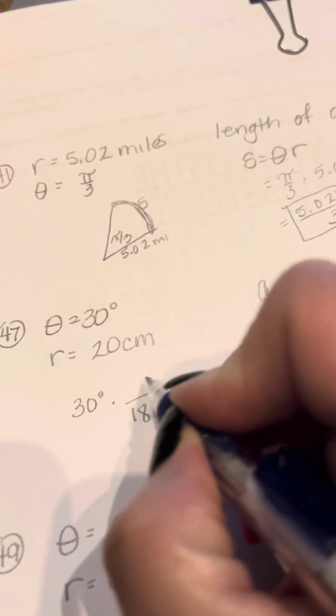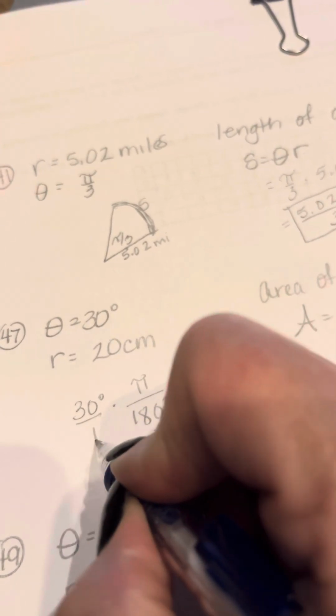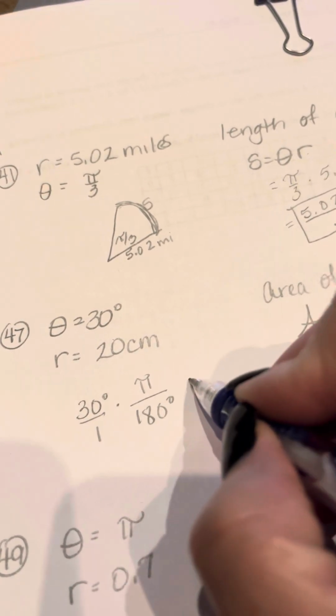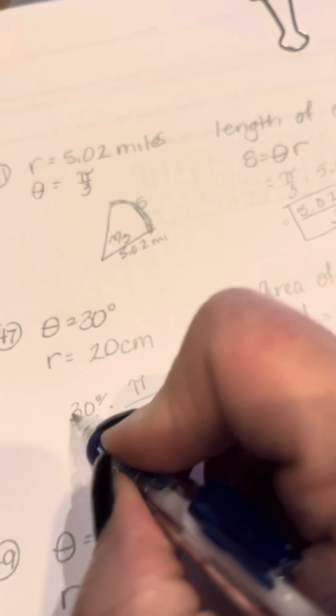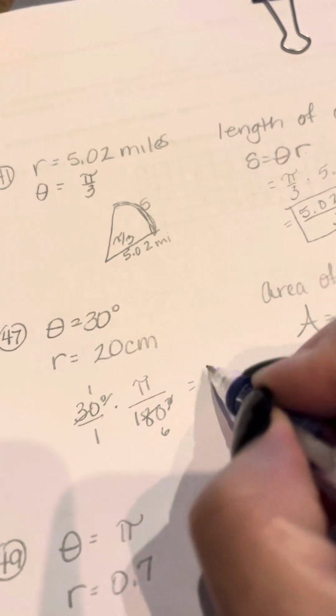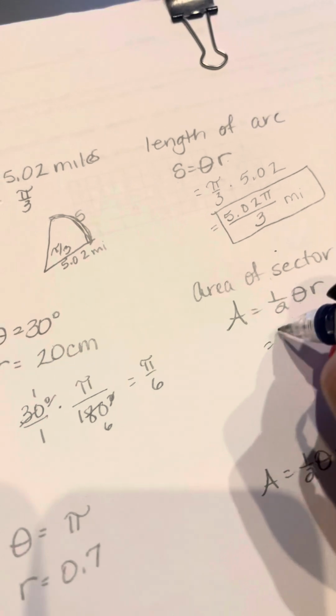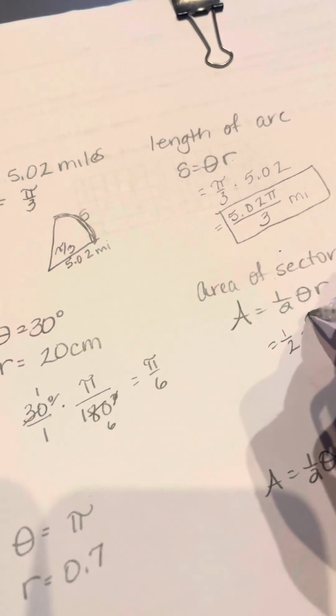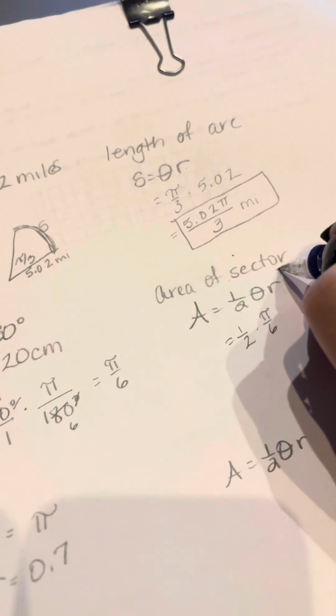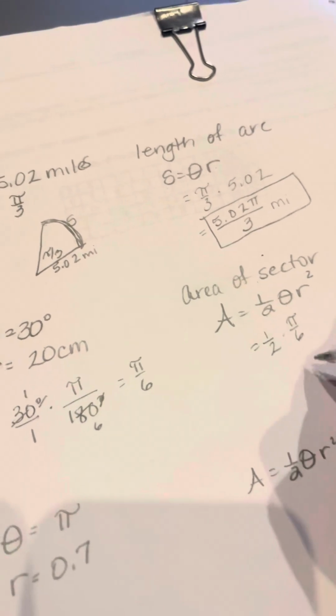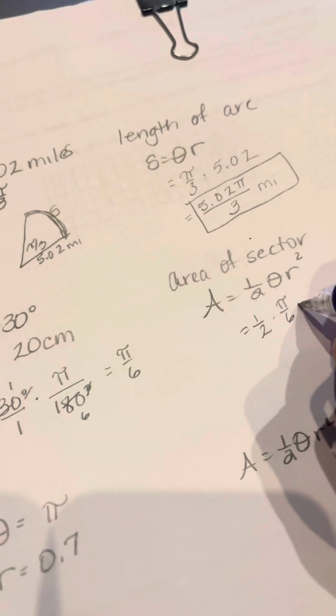Or, like I said, this is one of our common ones, so you should be able to look on your sheet and see what 30 degrees is equivalent to. So it's pi over 6. Now I can go ahead and substitute that in. So we have 1/2 times pi over 6. Oops, I forgot this is r squared. Times r squared, which is 20.